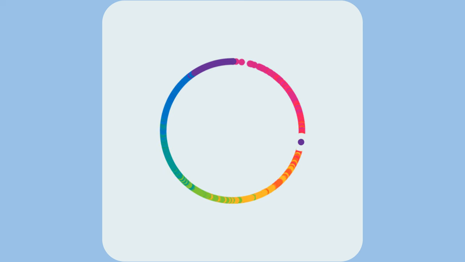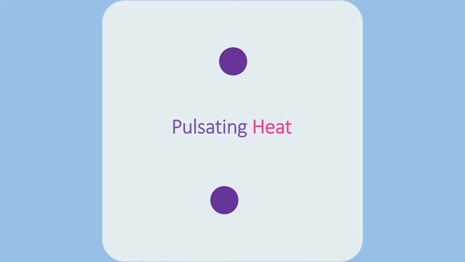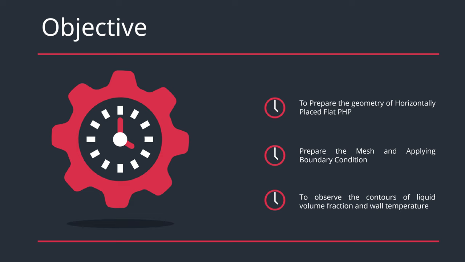So the first thing is to prepare the geometry of the horizontally placed flat pulsating heat pipe, prepare the mesh and apply the boundary conditions as per the requirement, and observe the contours of liquid volume fraction and wall temperature. So these are all the objectives.